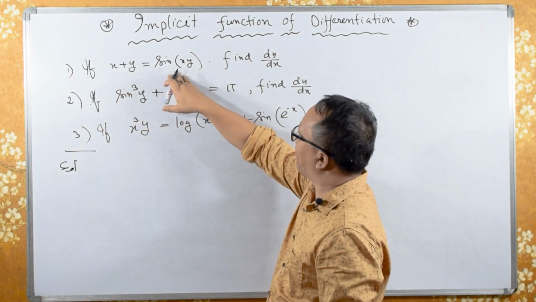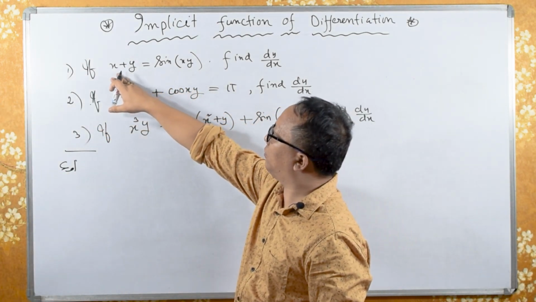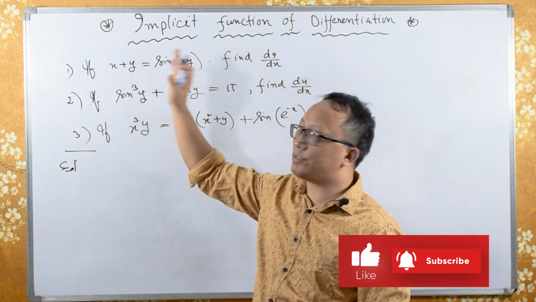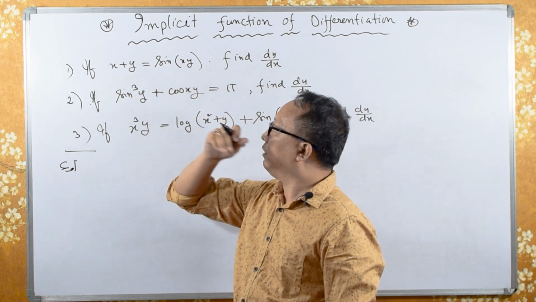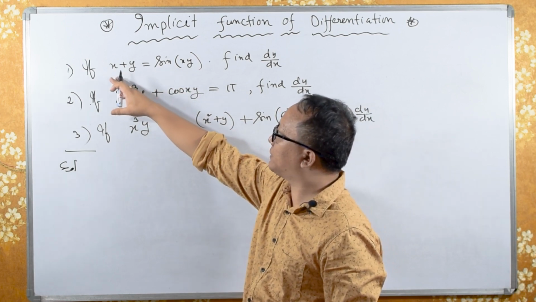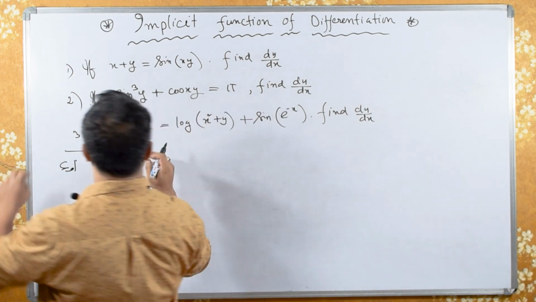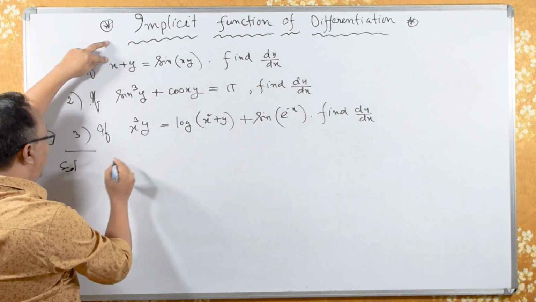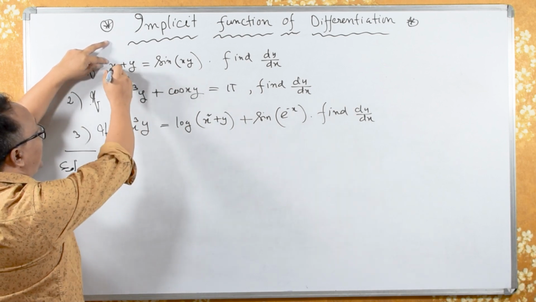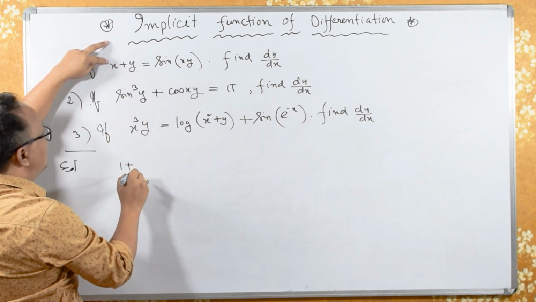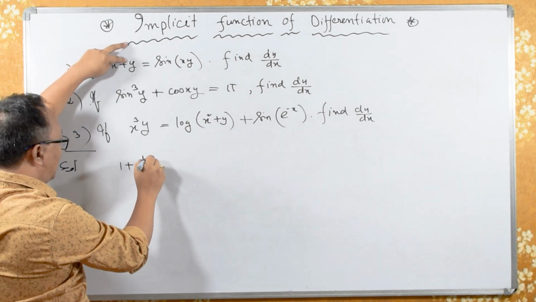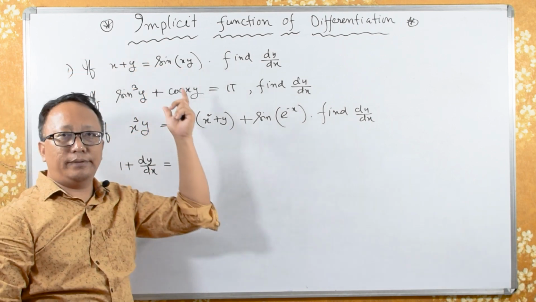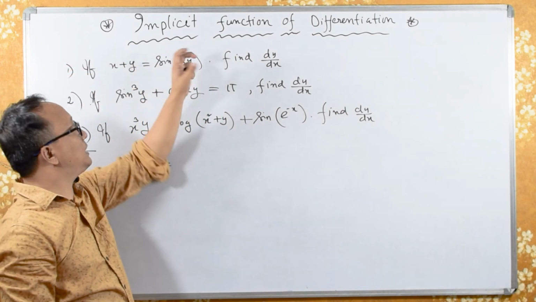Solution 1. Here what we have to do is, we cannot separate y totally as a function of x. We cannot separate here. Therefore we have to differentiate with respect to x on both sides. By differentiating this on both sides, d by dx of x is 1 plus dy by dx, because we are differentiating with respect to x, equals to, now here d by dx of sin x is what? Cos x. Consider this is some theta.